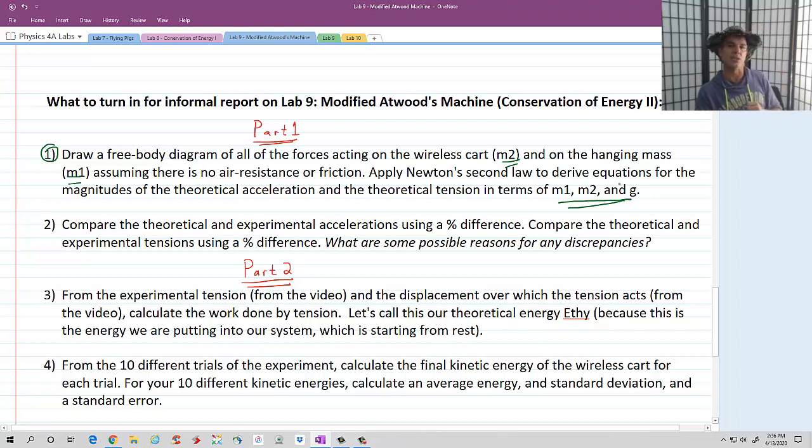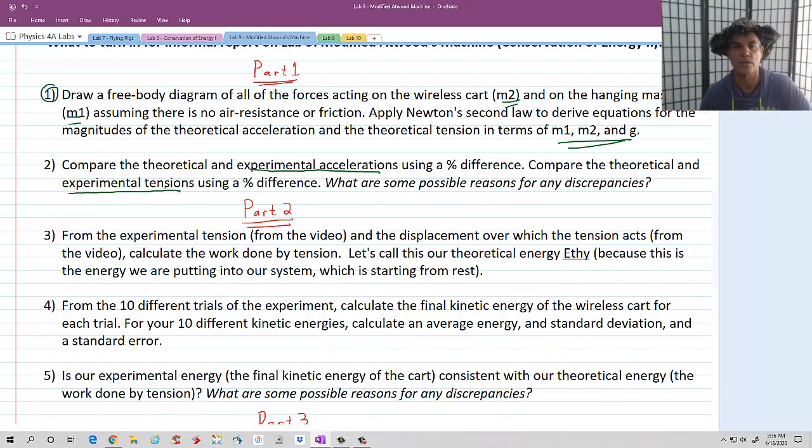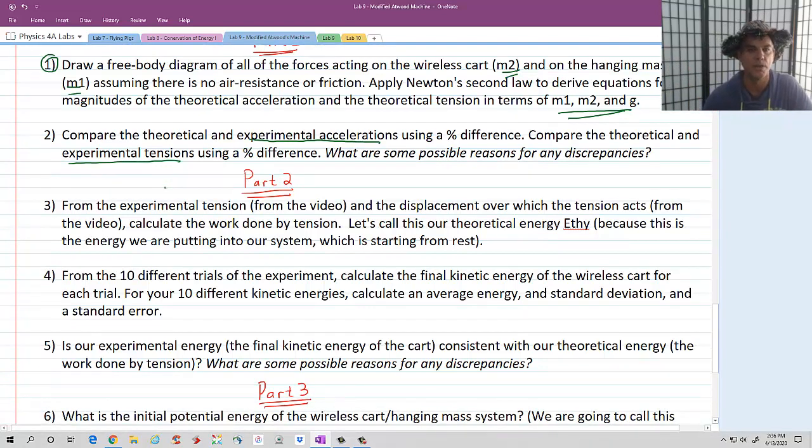Given the values of the masses we're using, come up with an actual number. What is the theoretical acceleration in meters per second squared? What is the theoretical tension in newtons? Then I'm going to give you the experimental acceleration and the experimental tension just from the results of lab. You're going to compare them to the theoretical values using a percent difference. Part 2, what you're going to do is, first, calculate the work done by tension. I give you the value of tension in the experiment. I give you the displacement over which tension acts, so you can calculate the work done by tension.